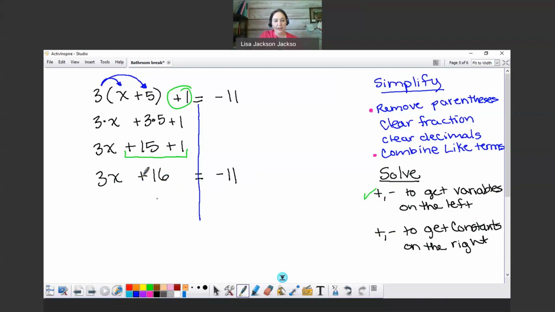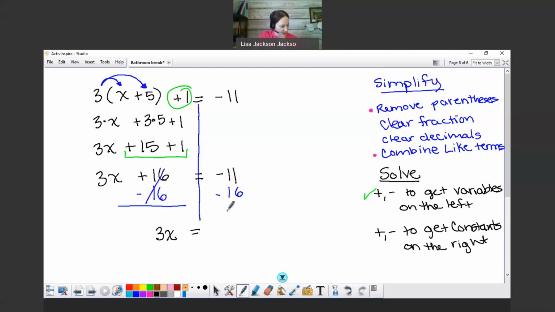So I'm going to target this positive 16. Do the opposite to get rid of it, minus 16. Whatever I do to one side of that equal sign to keep it the truth, hopefully, I do to the other side. 16 minus 16 goes to 0, so on this side, I have just 3x left.